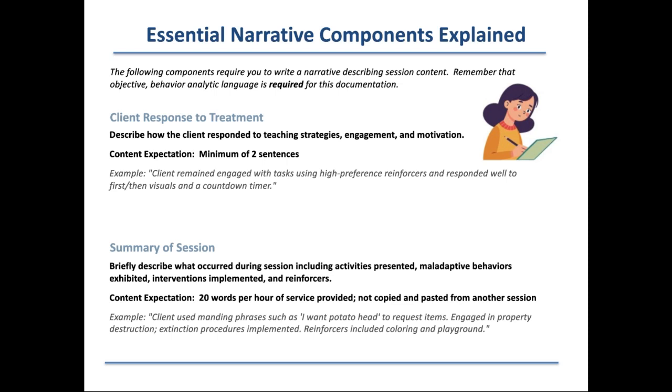Next is going to be the summary of the session. This part should provide a brief but comprehensive overview of the session itself. You're going to include activities that you did, maladaptive behaviors that occurred, reinforcers that were used, and any interventions that you implemented. You should write approximately 20 words for every hour of service, and each note should be unique. You should not copy and paste from prior notes. Your narrative must reflect what actually happened during that session. An example provided here is client used manding phrases such as "I want potato head" to request items, engaged in property destruction, extinction procedures were implemented, and reinforcers included coloring and playground.